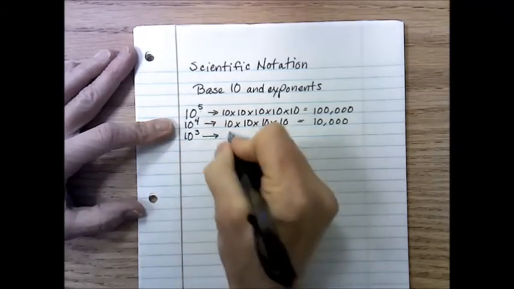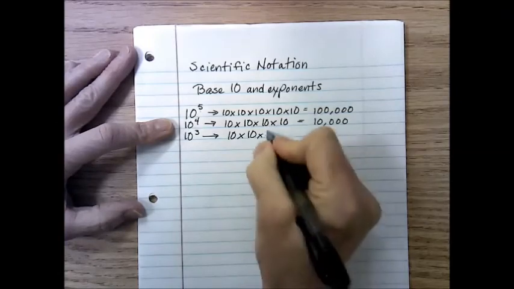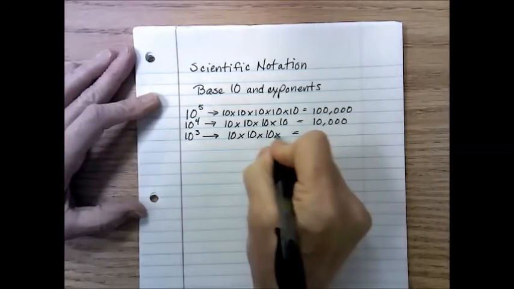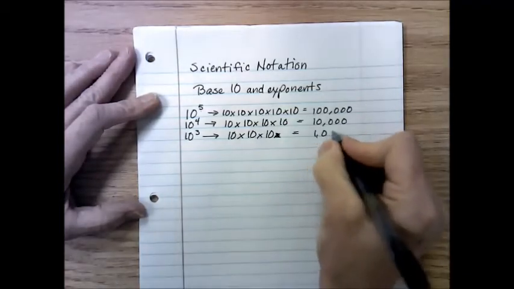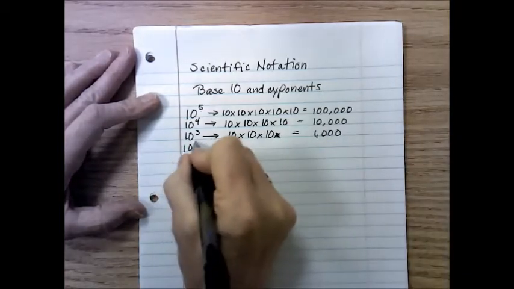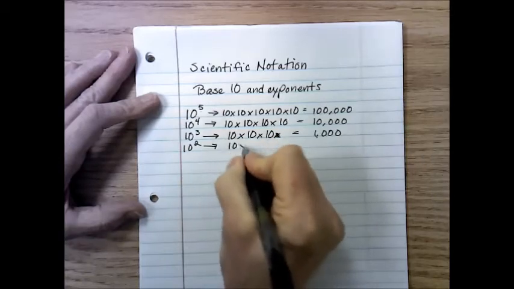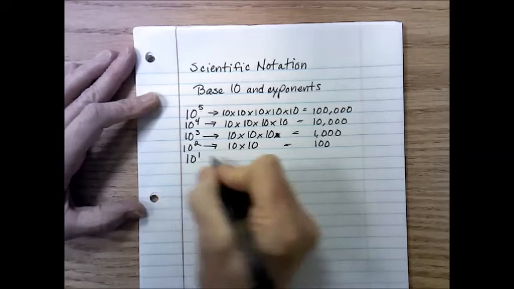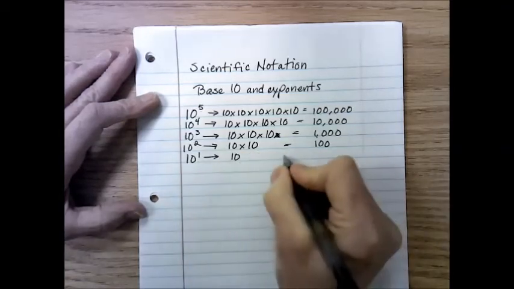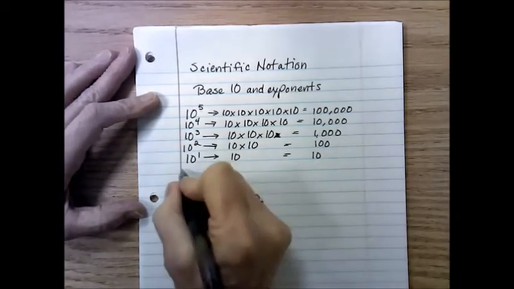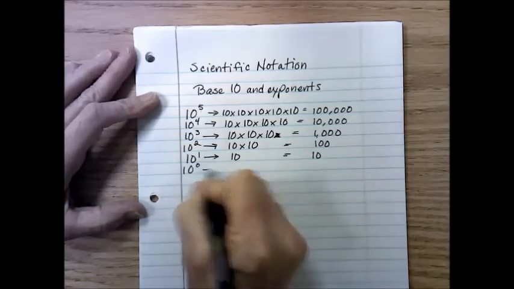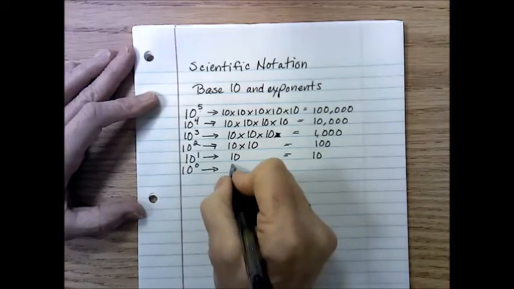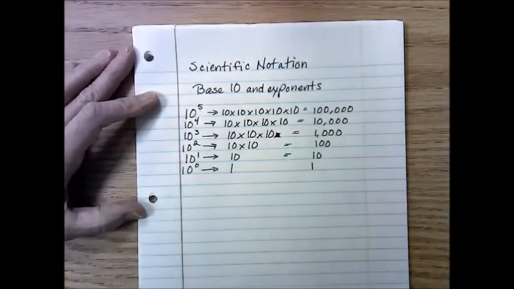10 to the 3rd would be 10 times 10 times 10, which would be 1,000. 10 squared would be 10 times 10, which is 100. 10 to the 1st is just 10. And 10 to the 0 power, hopefully you remember anything to the power of 0 is 1. So this would be a 1.